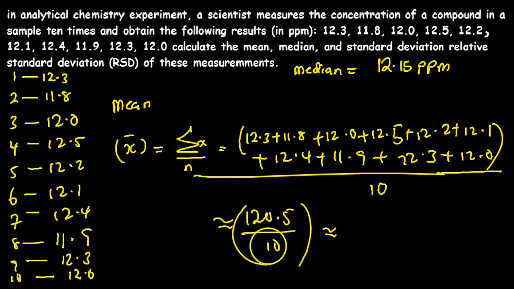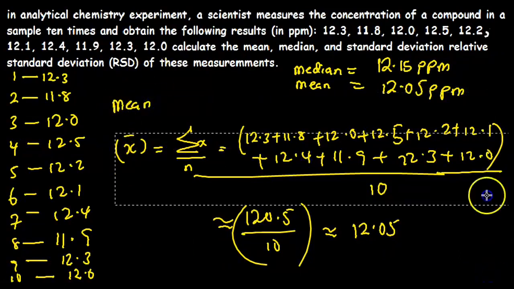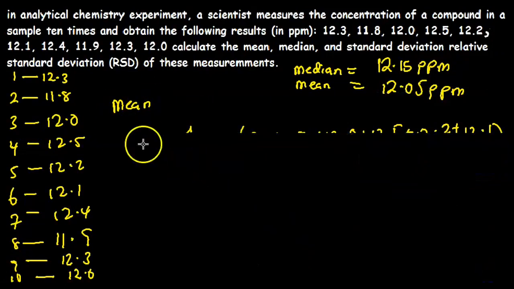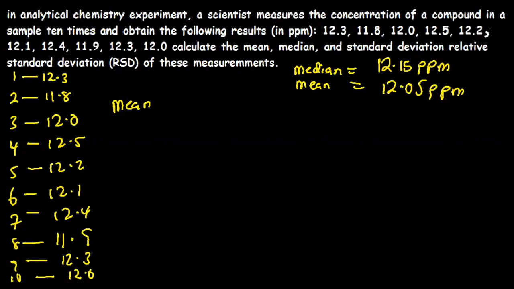120.5 divided by 10 is simply going to be 12.05. Since our median is 12.15, our mean is 12.05, also in ppm. Therefore, if you notice, there is a difference between our mean and our median. We have found our mean and our median. We are left with standard deviation and relative standard deviation, which is RSD.